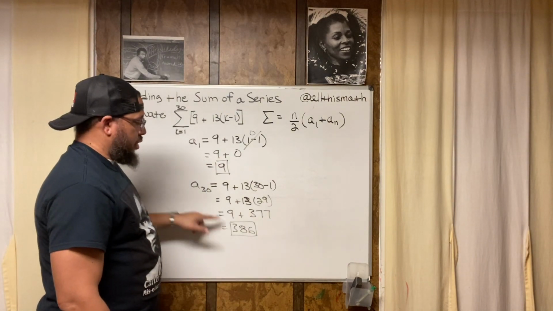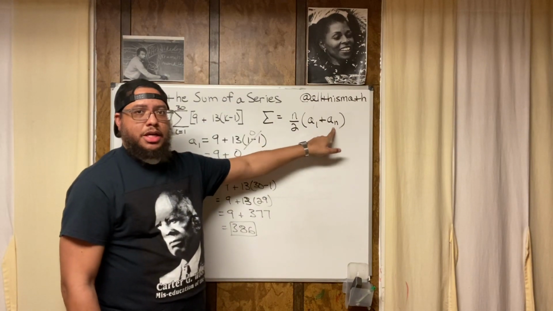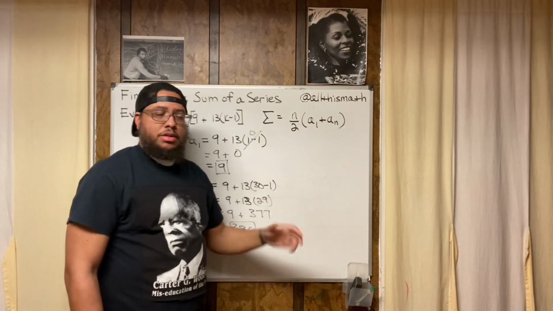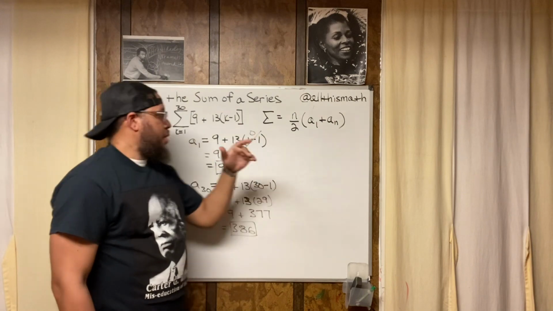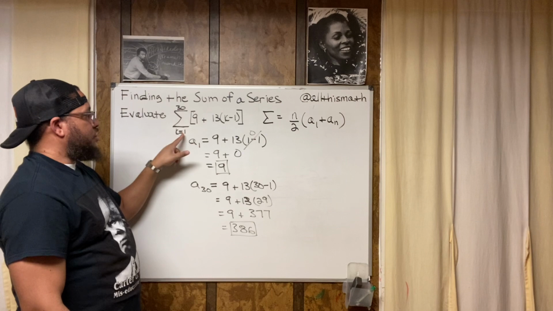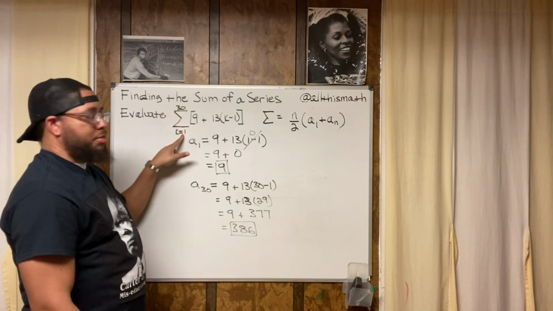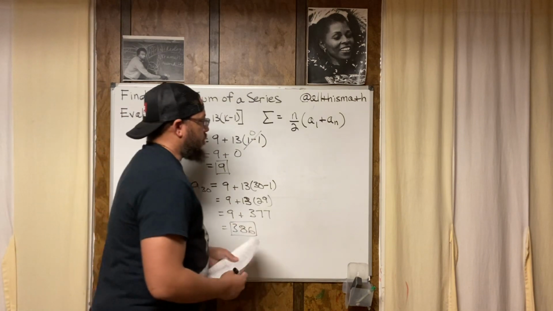So I know a sub 1 is 9. I know a sub 30 is 386. And a sub 30 represents a sub n, because n represents the value, the last number in the series. Last number in the series is up here. The first number in the series is down here. All right? So now I'm about to do this.